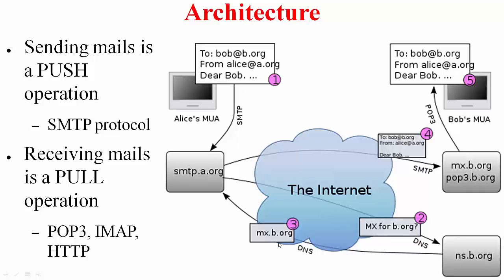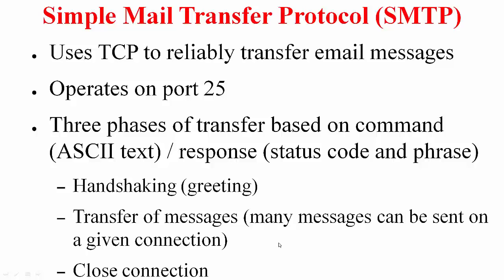First, SMTP. SMTP stands for Simple Mail Transfer Protocol. It makes use of TCP to reliably transfer email messages. It operates on port 25. And this protocol has three phases. One is the handshaking phase where both ends greet each other. Then there is a transfer of message phase. If there are many messages destined to the same mail server, all these messages are sent on the same TCP connection. After this phase, the connection is closed.